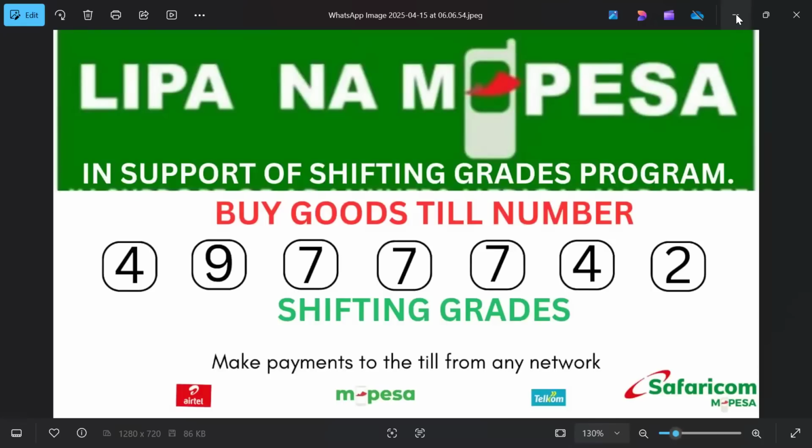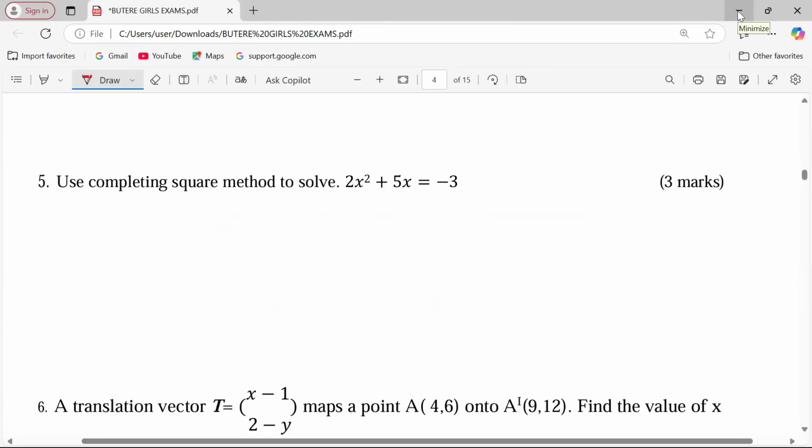Let's continue with the paper. Now it's number 5. Use completing square method to solve 2x squared plus 5x equals to -3.